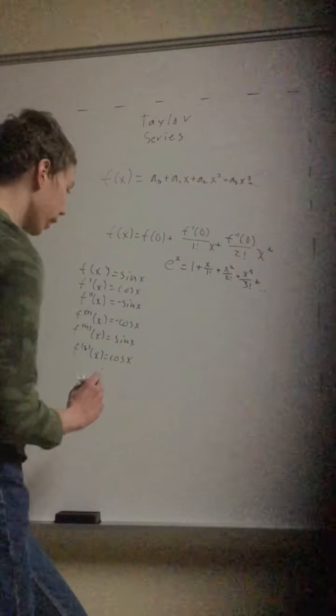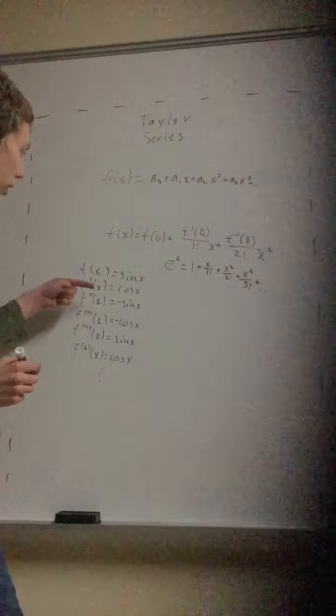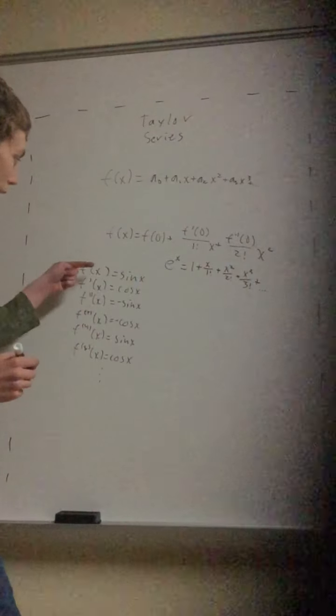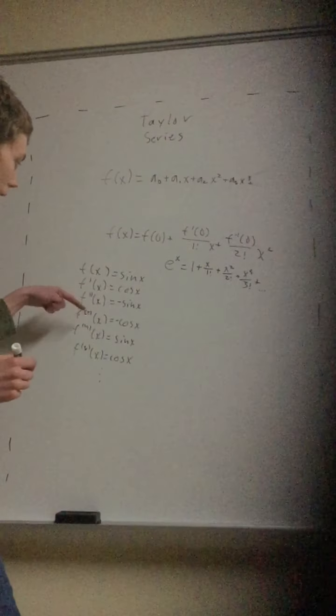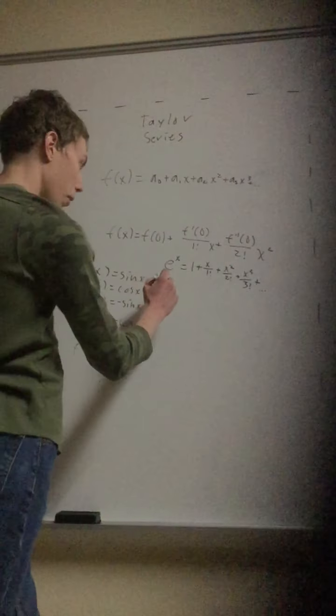And over and over and over again. Just like e to the x, we see that this just repeats over. The repetition is a little bit more complicated, but we see once every 4 turns, we'll just get the same thing again.